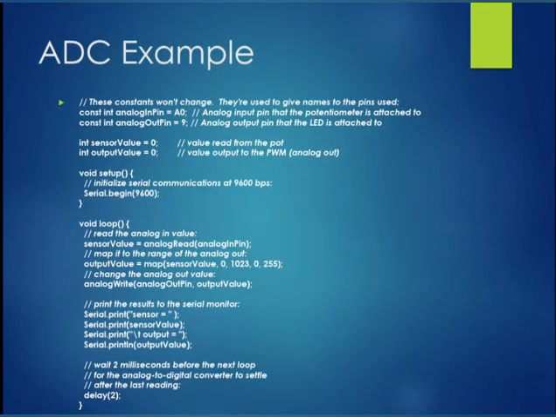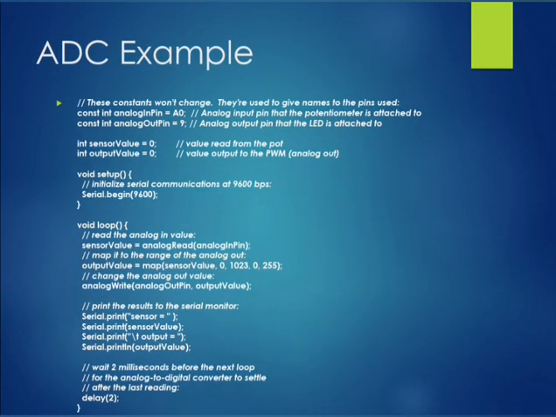This is an example of the ADC. const int analogInPin = A0; analog input pin that the potentiometer is attached to. const int analogOutPin = 9; analog output pin that the LED is attached to. int sensorValue = 0; value read from the port. int outputValue = 0; value output to the PWM.